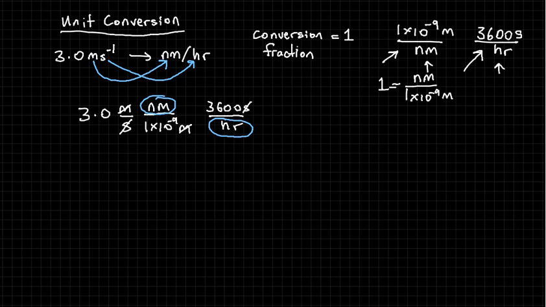and we're left with the units we want, nanometers per hour. And this is by far the best way to do units, because otherwise you have to memorize conversion factors and memorize formulas and everything. But if you look at it this way, it's just algebra, and you can just treat these units as algebraic constants. So all we'd do is we'd times 3.0 times 3,600, and then we'd divide that by 1 times 10 to the negative 9, and then that would give us how many nanometers per hour 3 meters per second is. So hopefully that's helpful.